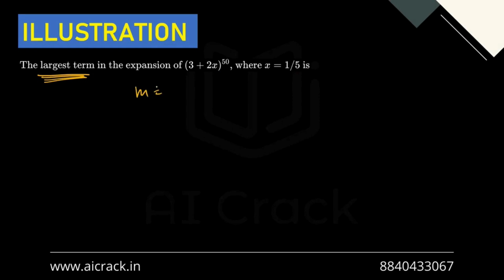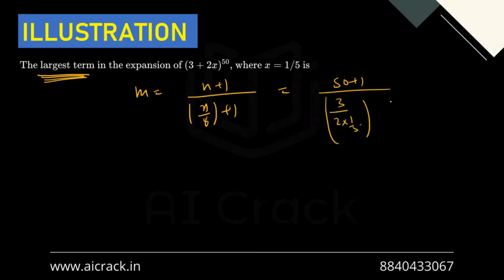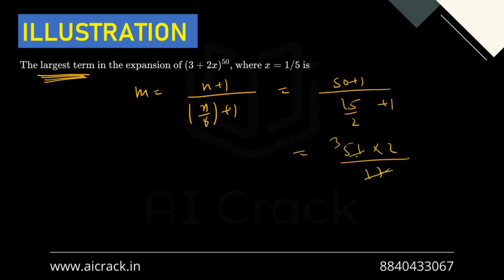So again, we'll be calculating the m value. m value is (n + 1) divided by (modulus of x by y, plus 1). So that would give me 50 plus 1 divided by modulus of x by y, that would be 3 by 2 into 1 by 5, right, plus 1. So that would give me 15 by 2. So this is 51 into 2 divided by 17, right? So this is 3. So this is 6.